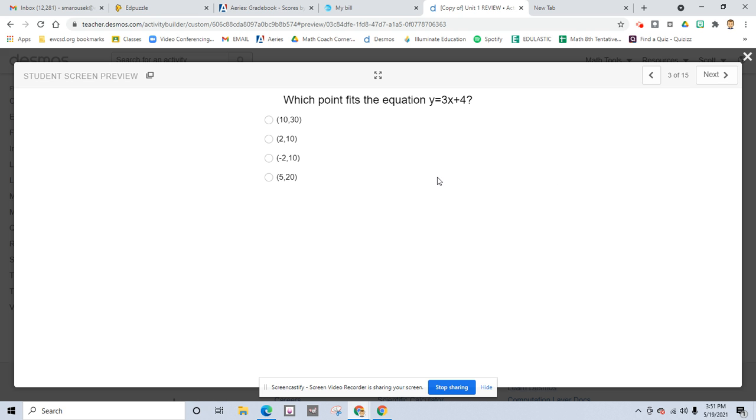All right, now this one, there's no work you need to put in. You don't need to write anything down, but you need to pay attention. Which point fits this equation? Go ahead and try to give me an answer for this. And I'm curious. It's okay if you get it wrong, but let's make sure we understand what is happening here.